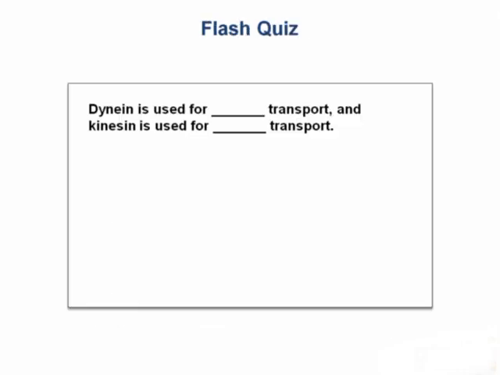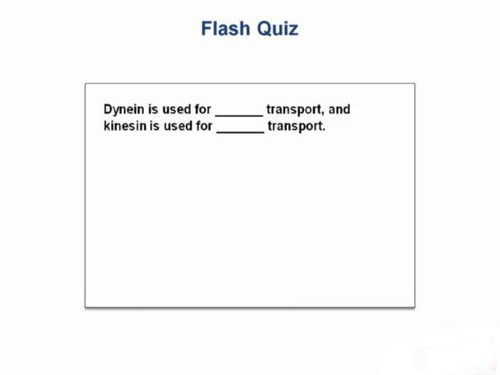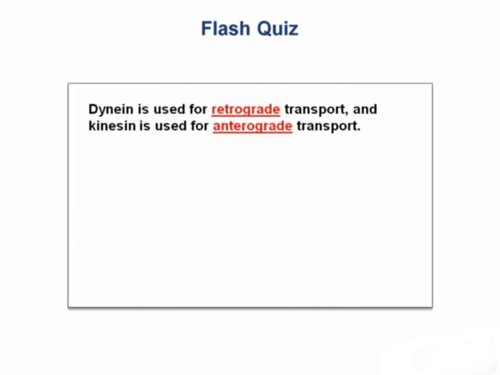Before we move on, let's see if you remember which direction these proteins go. Dynein is used for blank transport, and kinesin is used for blank transport. The options here, by the way, are either anterograde or retrograde. The answer is retrograde, or towards the minus end, for dynein, and anterograde, or towards the plus end, for kinesin.